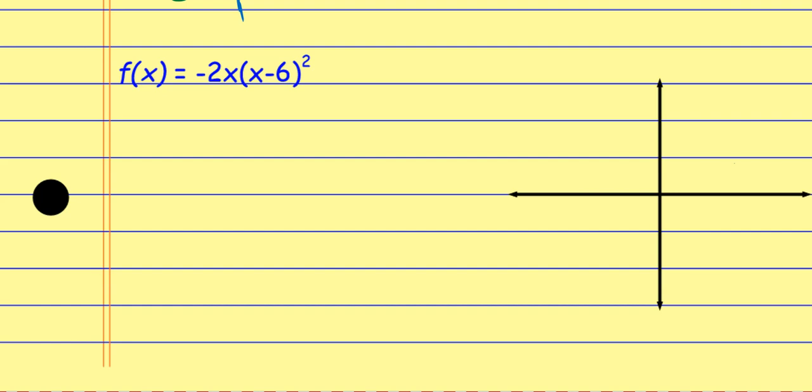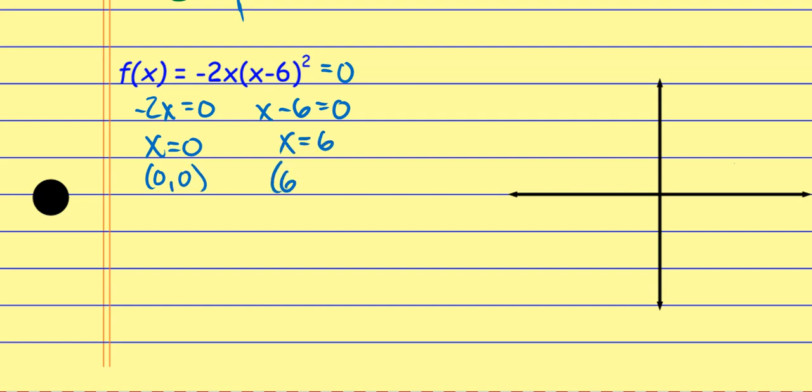If I look at this one, this is one where I can get a little bit more information before I graph it. So once again, I could set this equal to 0 because it's in factored form, and I could find the x-intercepts ahead of time. Okay, so if I set each factor equal to 0, here I get x equals 0, so that's the ordered pair 0, 0. Here I would add the 6 and get x equals 6. That's the ordered pair 6, 0.